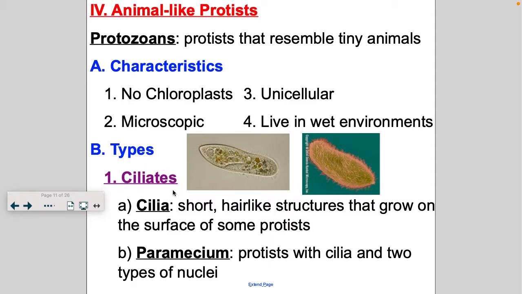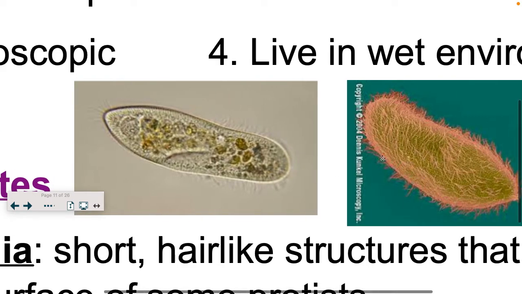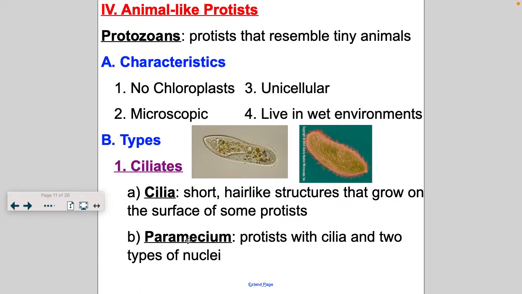The ciliates are covered with cilia, the short hair-like structures that grow on the surface of the protist. You can kind of see in this picture right here, if I zoom in, the cilia, and then over here, I think it's a paramecium, but as you can see, it's covered in hair. A paramecium is an example of a ciliate. It's got cilia, and it also has 2 types of nuclei.